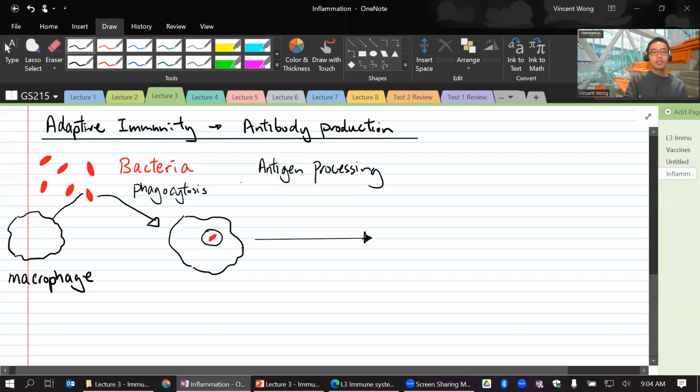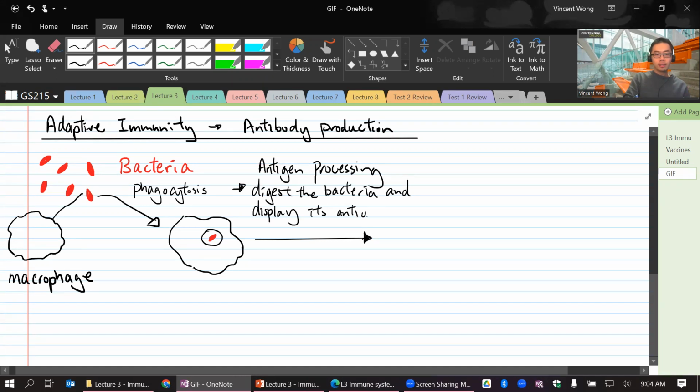So antigen processing is the ability to basically digest the bacteria and display its antigen on the cell surface.